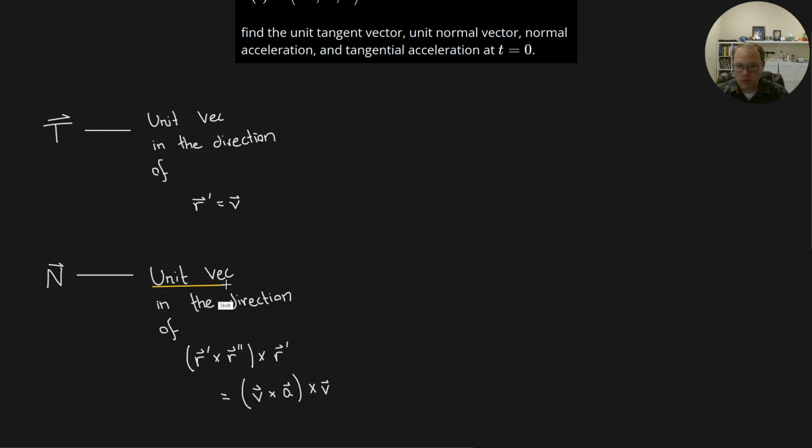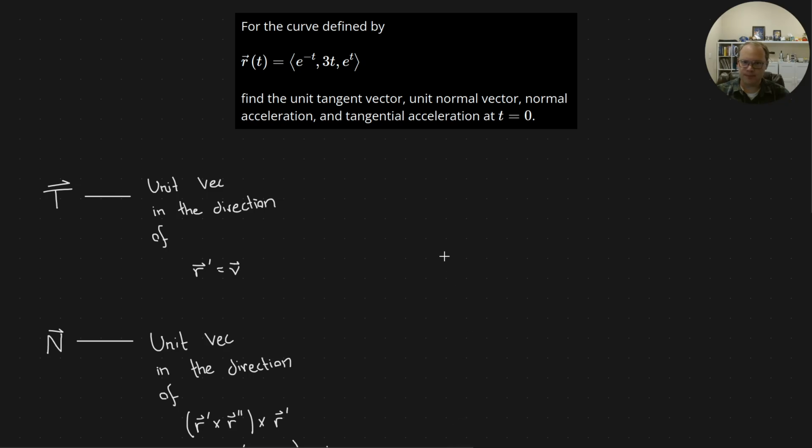Now, I wanted to re-emphasize that we want the unit vectors in these directions. So it's not enough just to find the velocity. It's not enough just to find this series of cross products. Once we find that vector, we have to normalize it. We have to turn it into a unit vector.